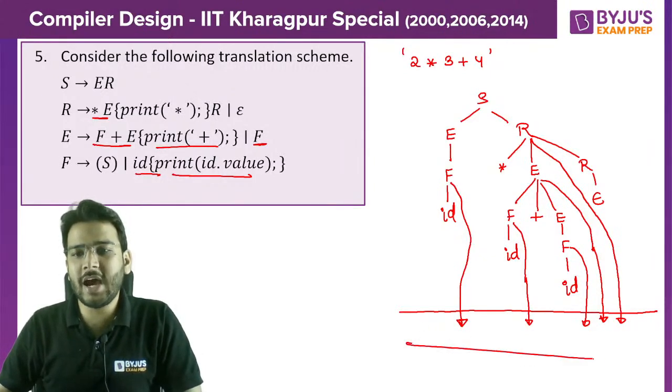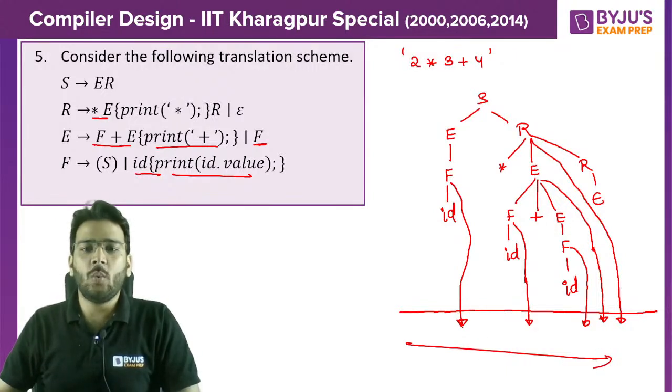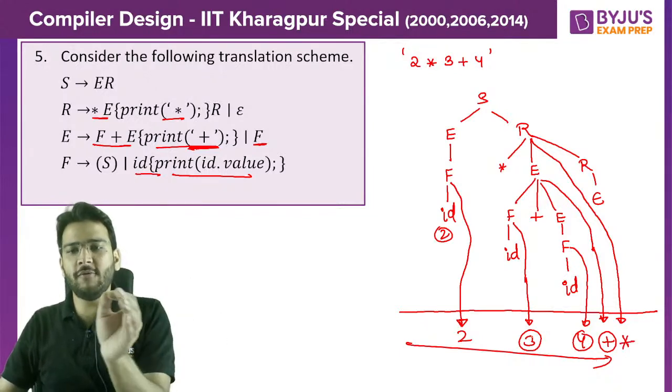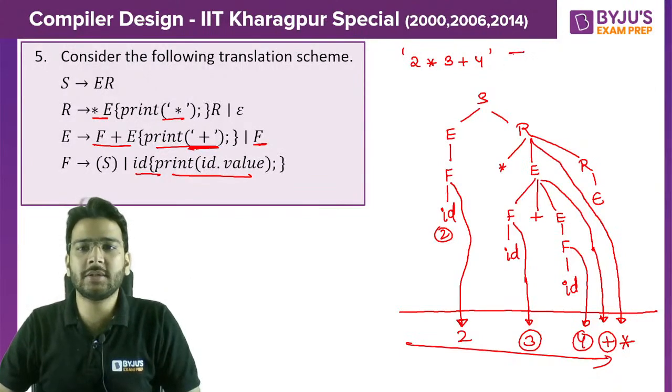Now just scan from left to right. What is it going to print? It is going to print the value here, which is ID. That means 2 here, so 2 is going to print. Here 3 is going to print. This one will print 4. What about this one, F plus E? This is print plus. And then the last one will print star. So the output is going to be 2, 3, 4 plus star.